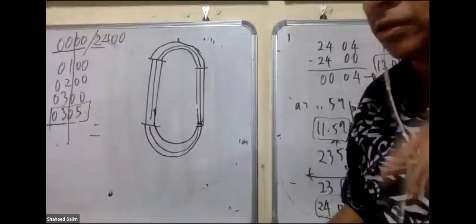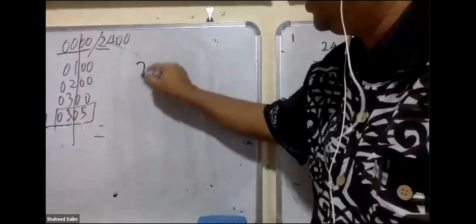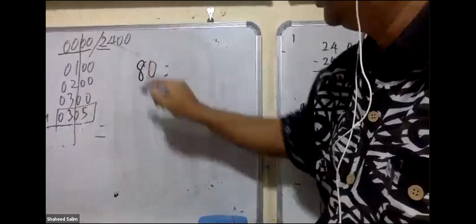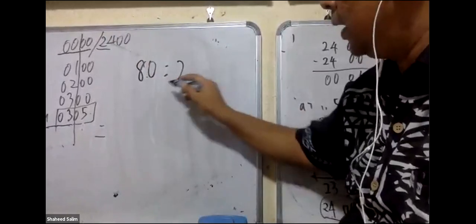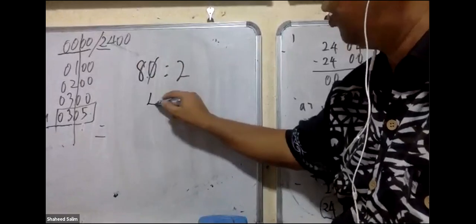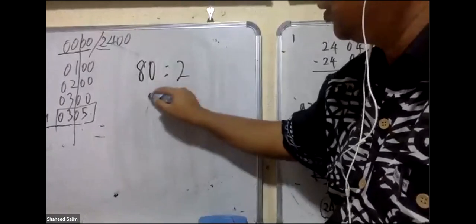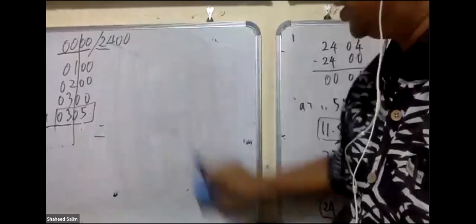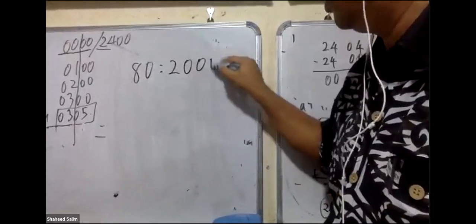Okay, how to do this? No one is listening now. Okay, here we go. The question is asking 80 meters to 2 km. Please do not do like this, 2 km and then reduce 4. Sorry, you cannot cancel this. You get 40 is to 1. Please don't write like this. This is wrong. You have to change to the same unit. So the same unit here, 80 meters is to 2,000.